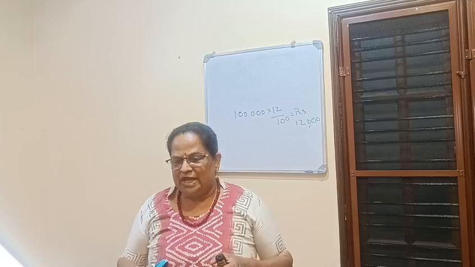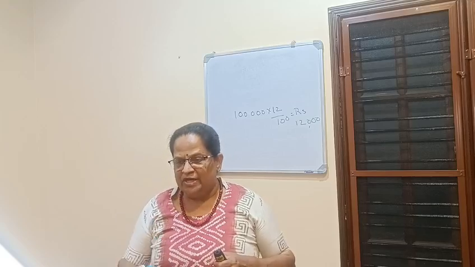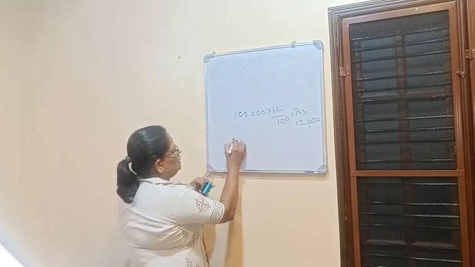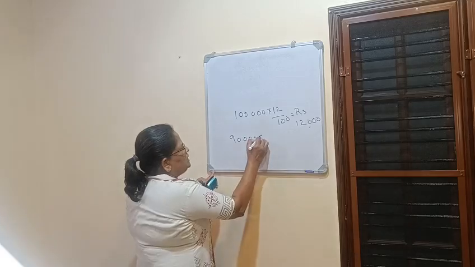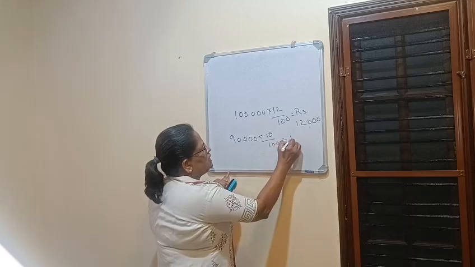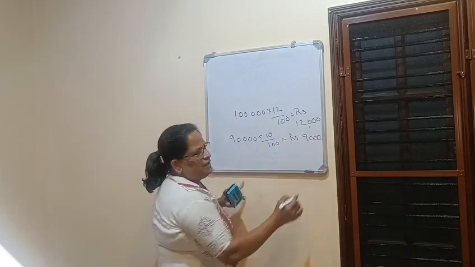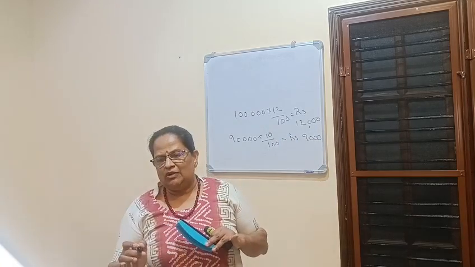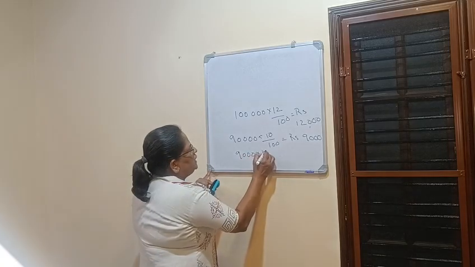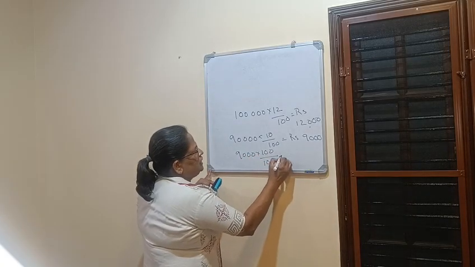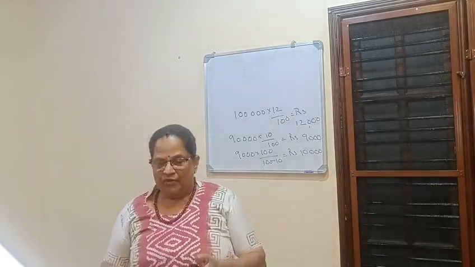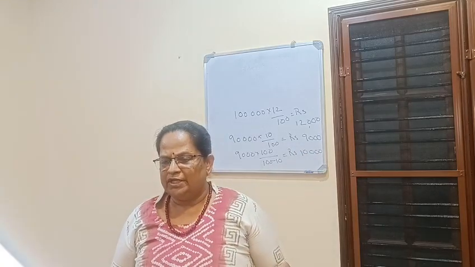Problem 3, rupees 90,000, 10% tax-free debentures of a listed company, rate of TDS is 10%. So net interest you have to calculate: 90,000 into 10 by 100, that is rupees 9,000. Now gross interest you have to calculate. It's tax-free debentures. 9,000 into 100 divided by 100 minus 10. So that is rupees 10,000, because TDS is 10%. Whatever the rate of TDS, it can be 10% or 30%.